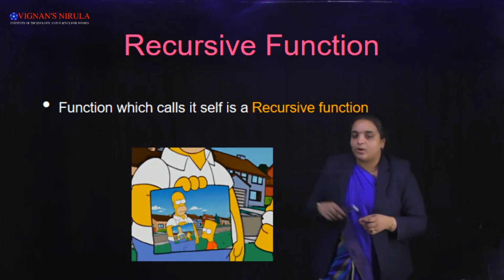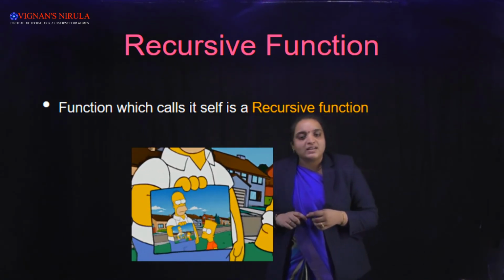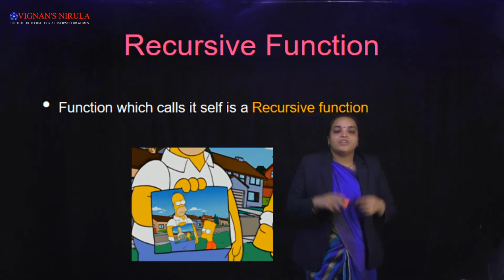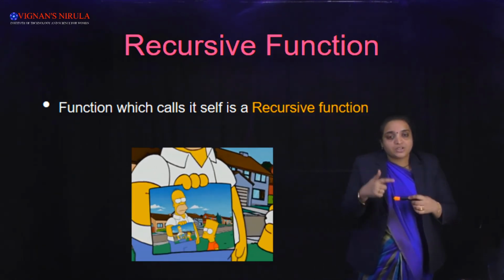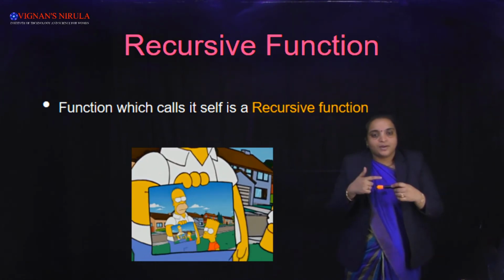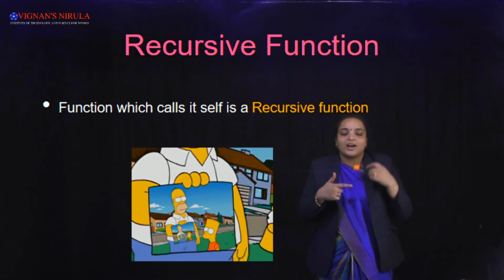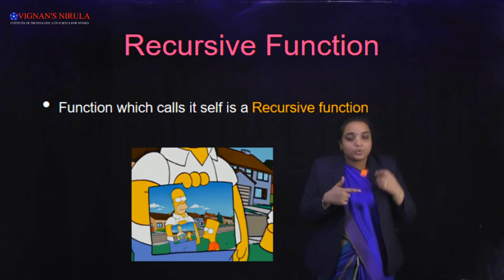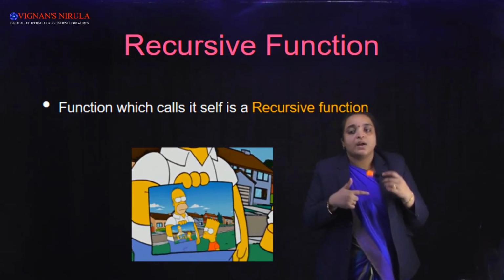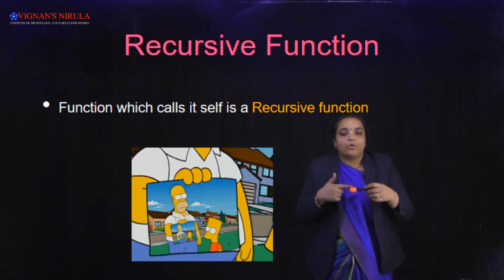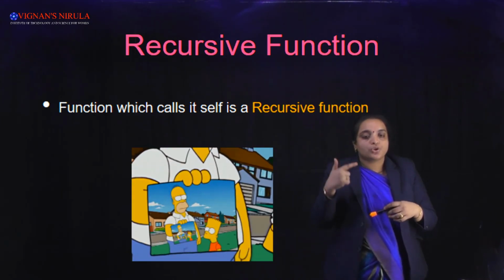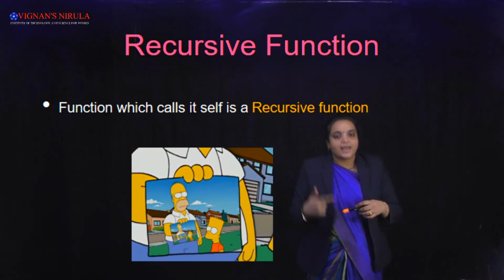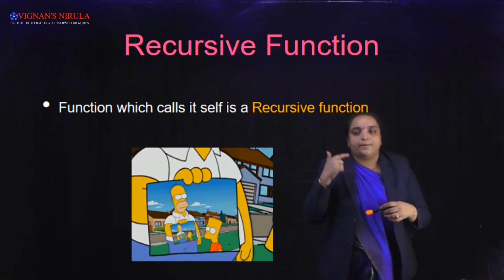Then, talking about recursive functions. A recursive function is nothing but a function which calls itself. It means we can call a function any number of times by itself. We are not writing any extra code for that. By using recursion, we can generate the code as many times as we need. So the function which calls itself is called a recursive function.